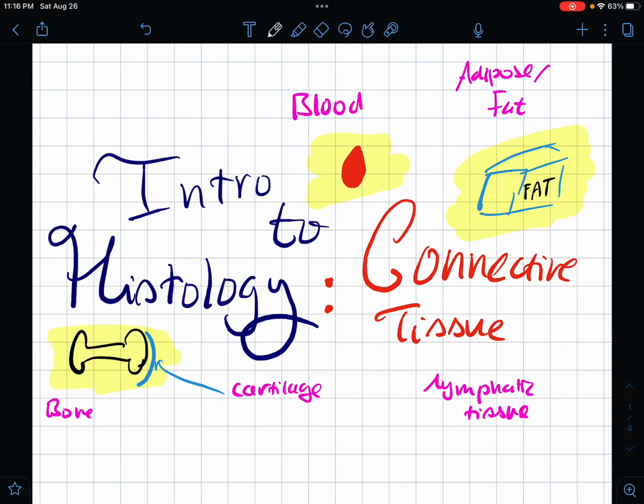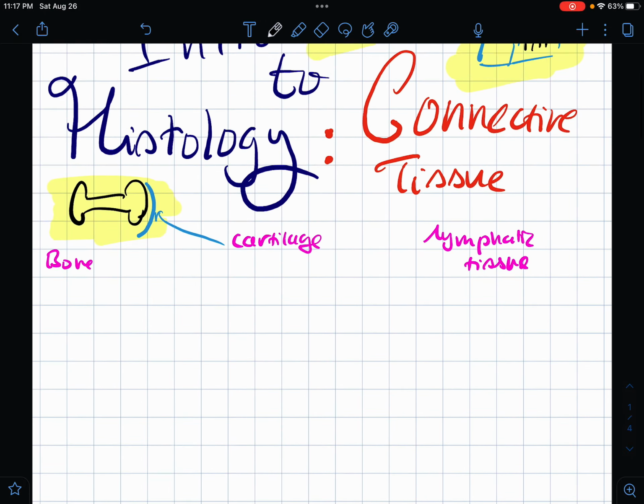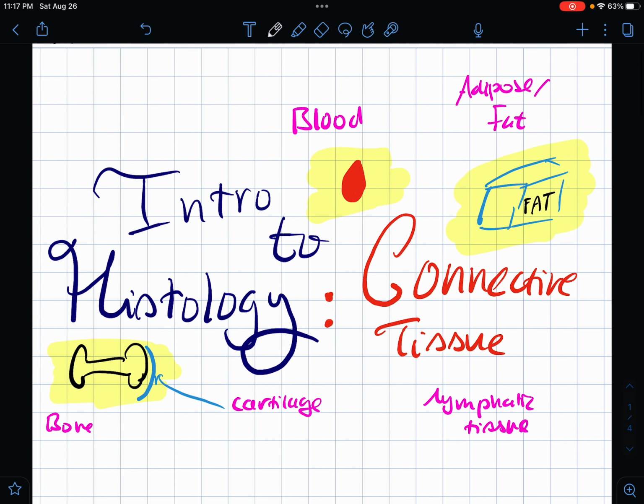In Intro to Histology: Connective Tissue, you have to understand that there's a bunch of tissues you have to know of. The first of which is the epithelial tissue, which we've covered in a previous video. Then there's muscles, nervous, and finally connective tissue.